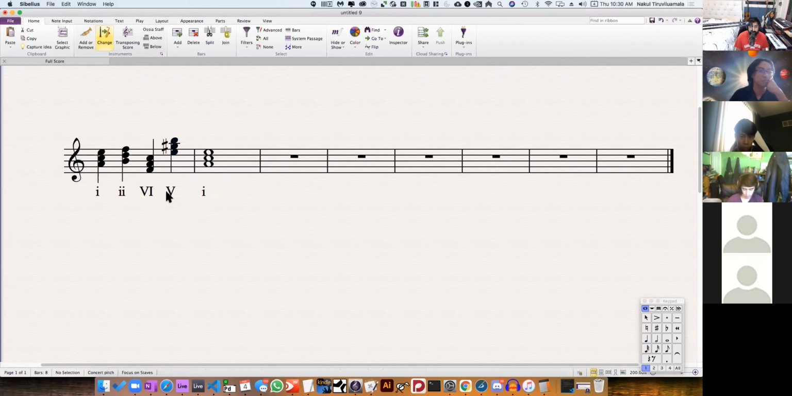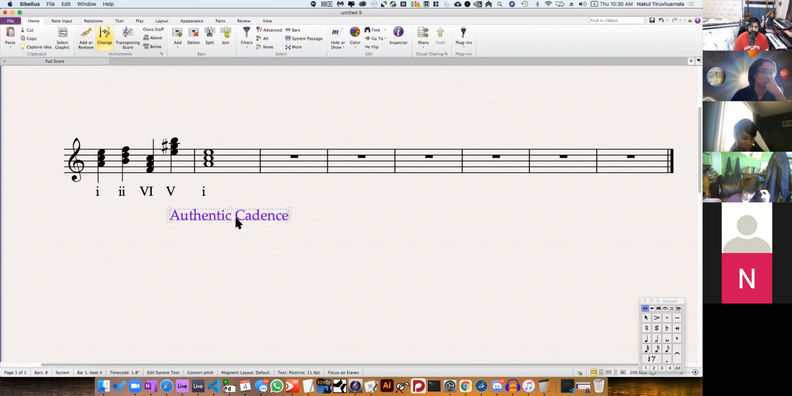Now, so here I've got a 5 chord going to a 1 chord. What is this called? What kind of cadence is this? It's an authentic. Exactly, it's an authentic cadence. A 5 chord going to a 1 chord, it's an authentic cadence.